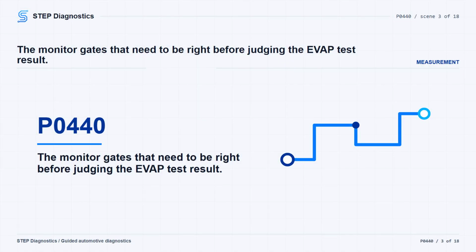Before judging the system, make sure you're working under conditions where this monitor can run. Treat the running conditions as monitor gates. It needs the right cold start relationship between coolant and ambient temperature, where the difference between the ECT and AAT inputs is less than 10 degrees C, 19 degrees F. Fuel level has to be between 12% and 88%. Manifold vacuum has to meet the calculated requirement, and ambient temperature has to be between 4 degrees C and 35 degrees C, 40 degrees F and 95 degrees F.